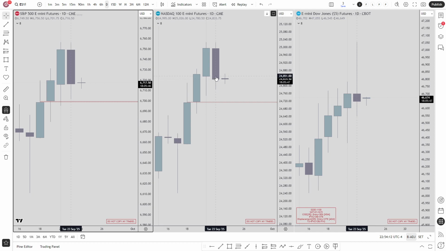Okay, so this is Monday's low, and then we have Friday's low. Below Friday's low, we have this volume imbalance for Nasdaq. This is going to be the main objective for the week, the weekly expansion. This is how I am seeing the price action playing out.